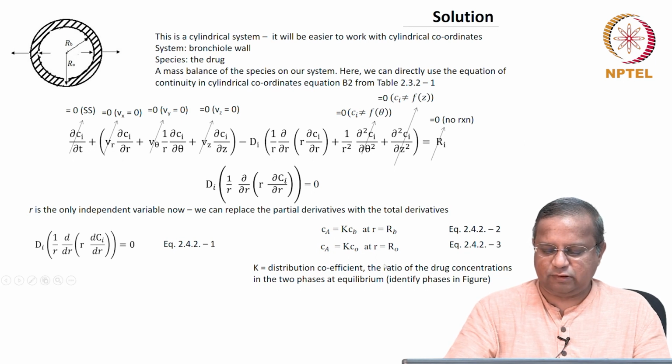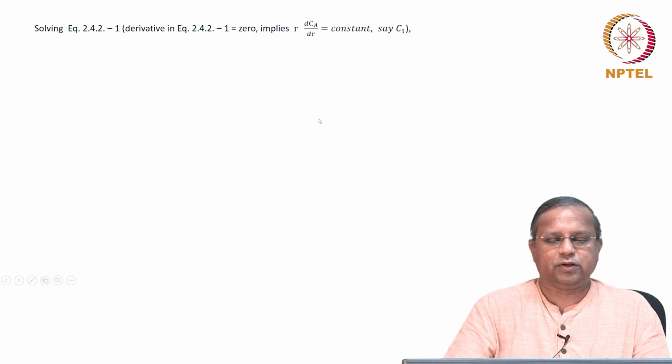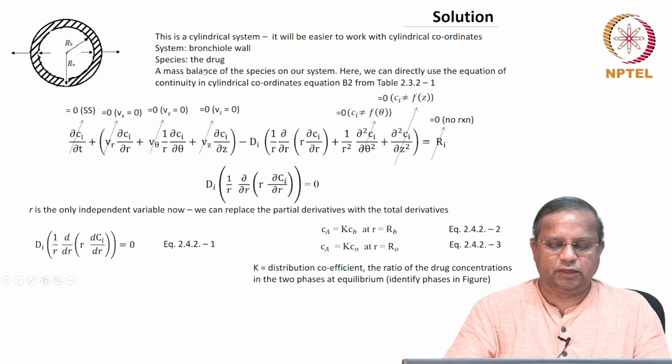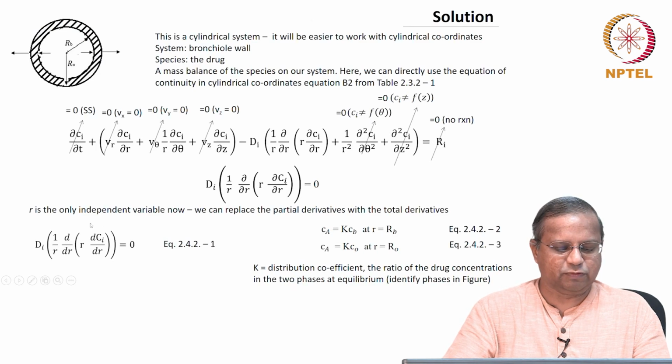Fine. For completeness, the ratio of the drug concentrations in the two phases at equilibrium, and of course, we have already identified those in the figure. Okay, now let us solve this. The derivative, the whole thing being equal to 0, right, that is what this is, implies that this derivative needs to be a constant.